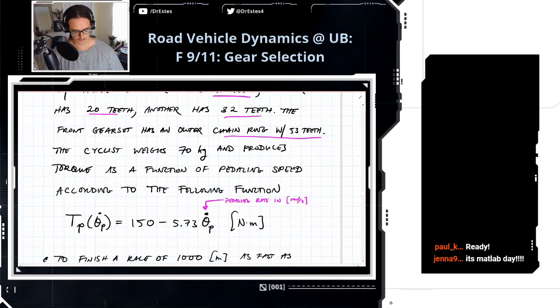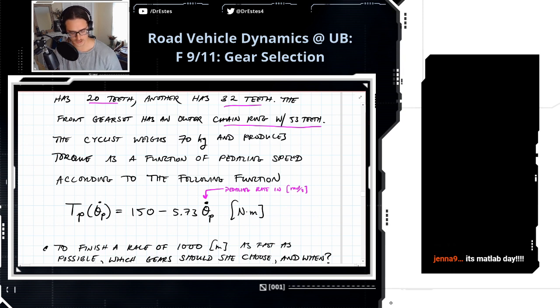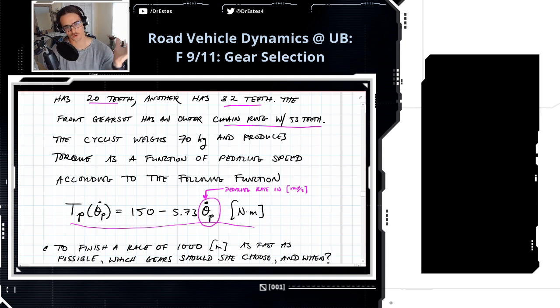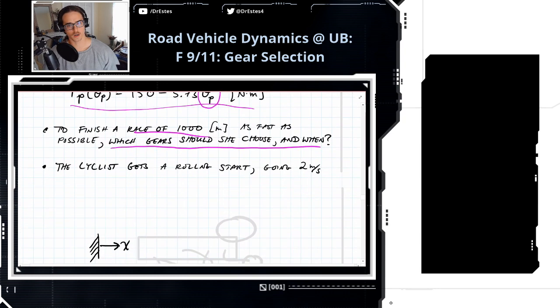And this is how our cyclist produces torque as a function of their pedaling speed. You can see here that the bigger this pedaling speed gets, the torque will linearly drop off. The most torque you can produce is 150 newton meters when you're pedaling at zero RPM, just once you get the bike going. Like I said, we're trying to finish a race of 1,000 meters. So given this is the torque you can produce and given the gear ratios that you have, what are you gonna do? We're gonna figure that out today and we're mostly gonna use MATLAB.